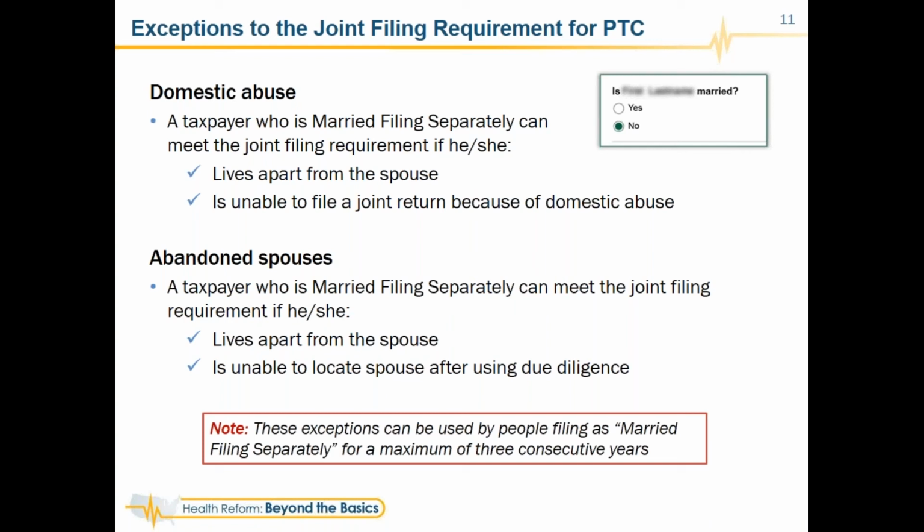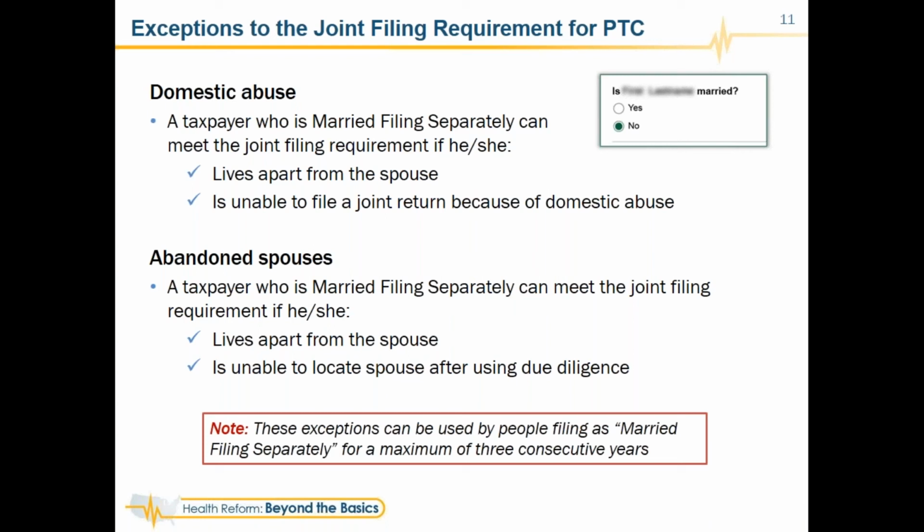These exceptions can be used by people for a maximum of 3 consecutive years, and I believe that this will be the 4th year. So there may be people who've used this exception 3 years already, and now will no longer be able to use the exception. So look out for that. I think the IRS's hope in putting a cap on that is that people will change their position. If they're married, they will get divorced eventually. So look for that.